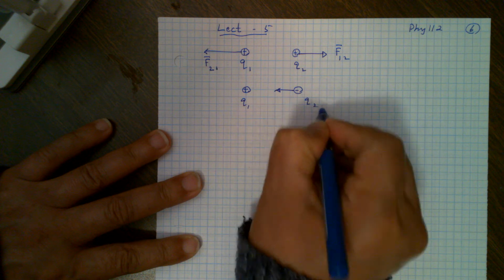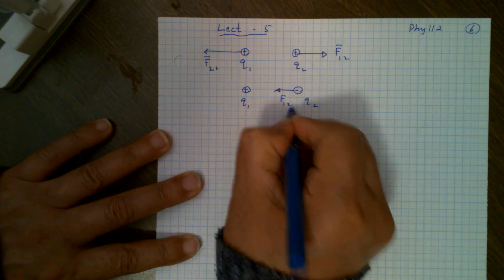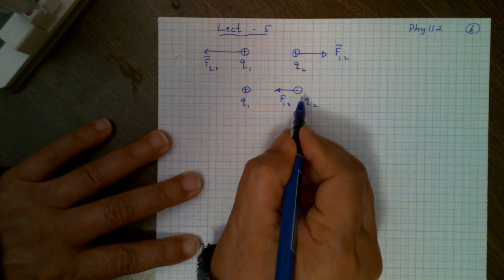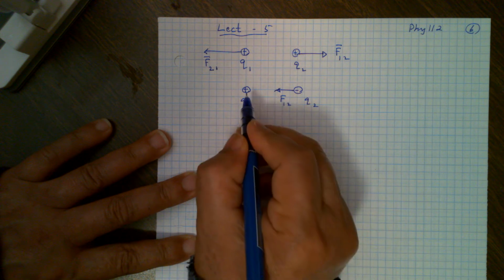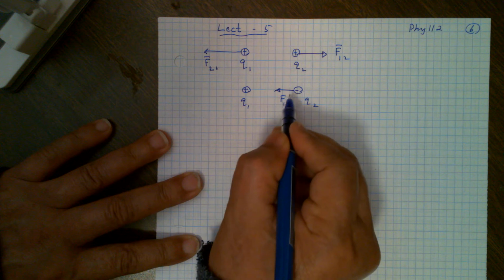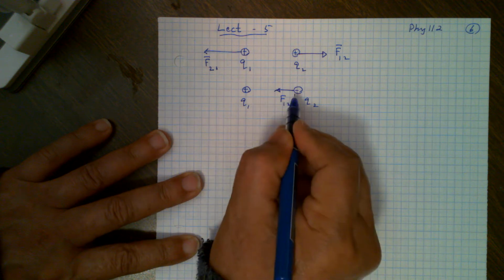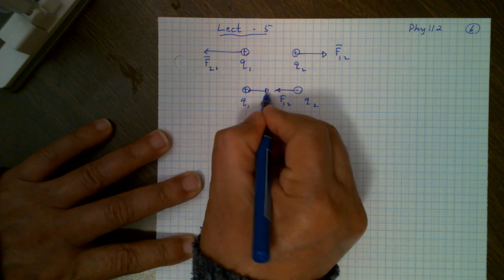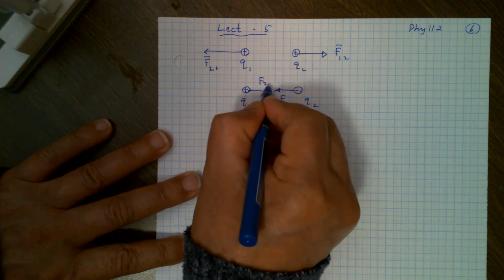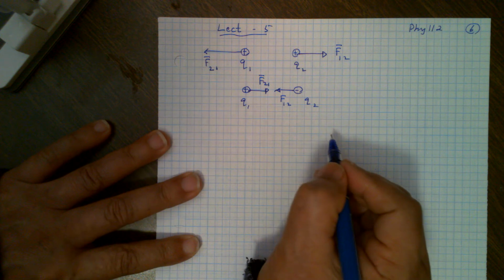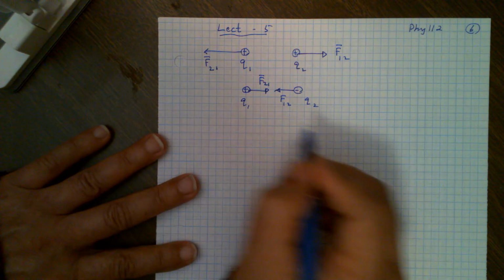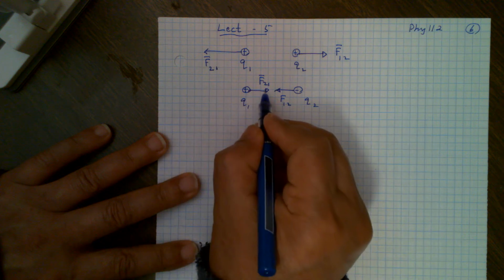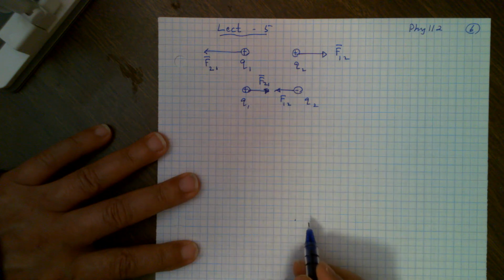Q2, so that will be F12, the force of charge 1 on charge number 2, will be in that direction, because this is positive, this is negative, so it's going to attract, so it's going to pull in that direction. Similarly, F21 will be in that direction. Okay, so there is no complication, because they are on one line, so it's easy to think about.